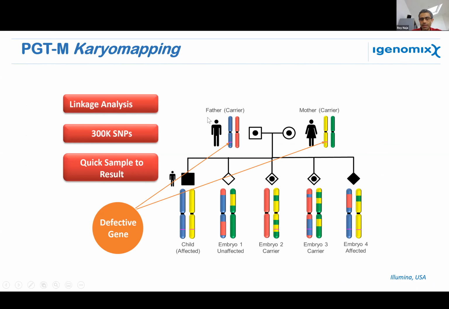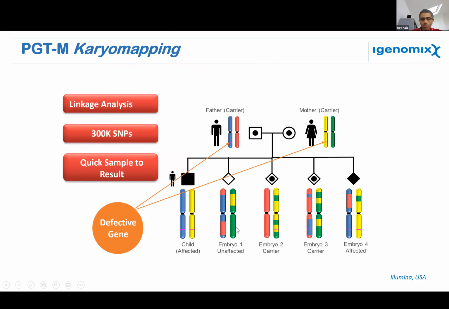This is an example of an autosomal recessive disorder, cystic fibrosis. You've got a father who is a carrier of cystic fibrosis, and a mother who's a carrier of cystic fibrosis. Unfortunately, they had a child that was affected by cystic fibrosis. And this is the region on the chromosome for the affected gene. The child inherited the blue chromosome and the yellow chromosome from the parents that harbor the mutation. What we do in the PGT laboratory, once we've received the embryo biopsies, is analyze those embryos and compare them to the affected child to see what was inherited in those embryos.